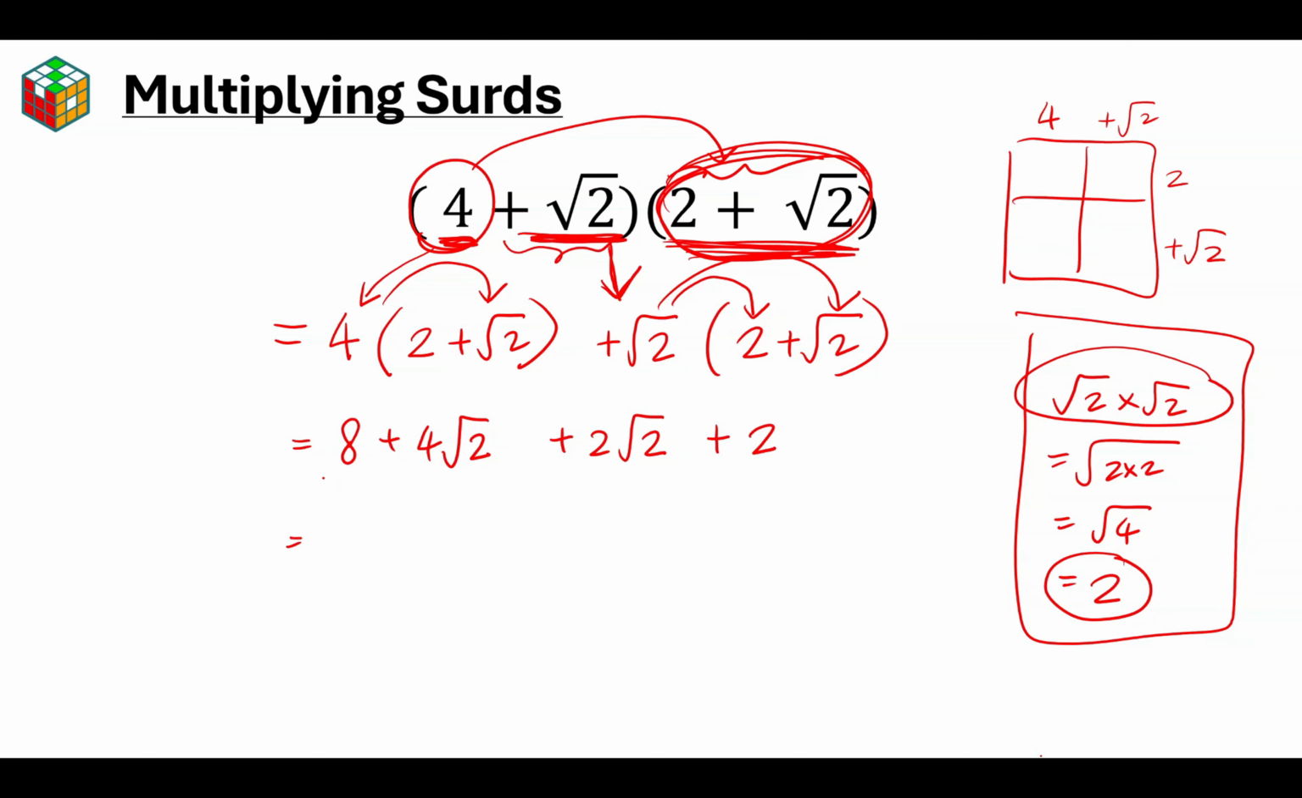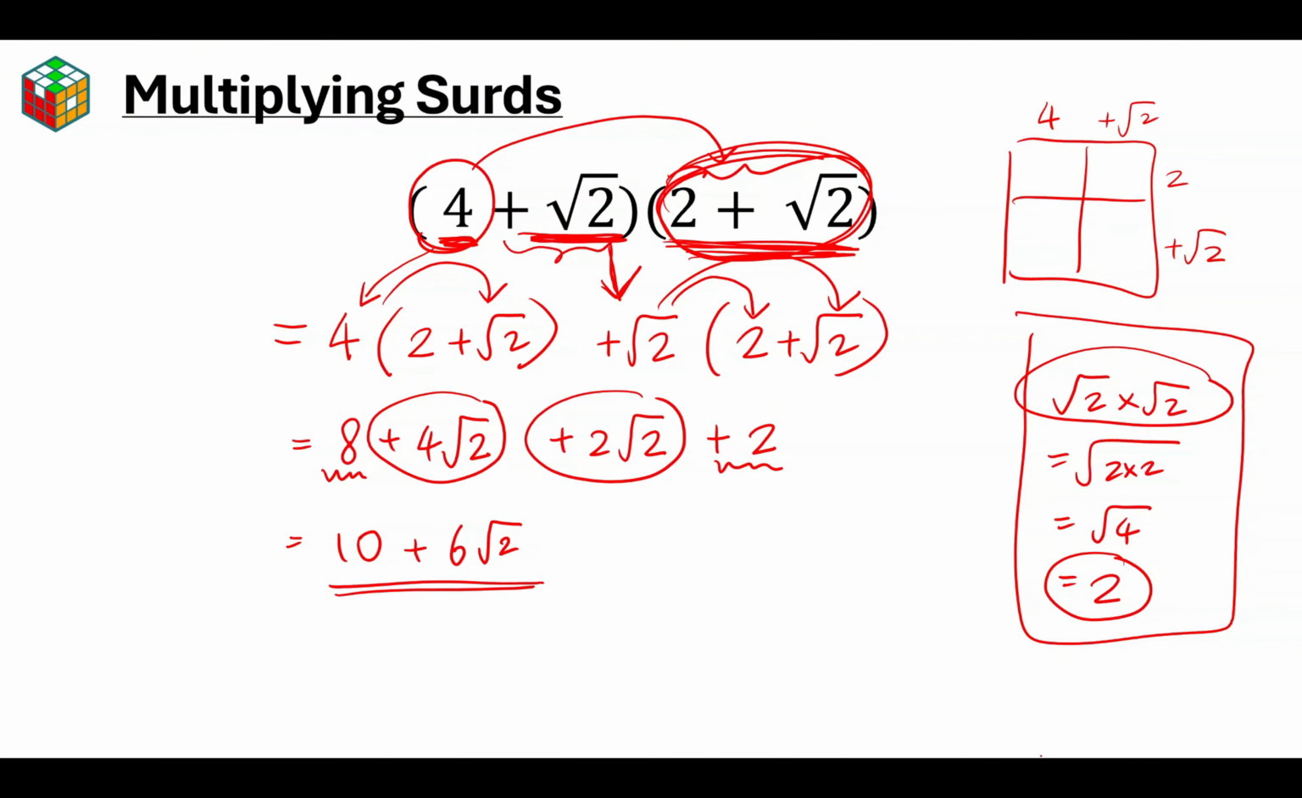Collect like terms. I got the number terms here. That will be 10. Add. I got the terms with the root 2. It will be 6 root 2. And it doesn't matter how you write it, you can have it as 6 root 2, add 10. They are perfectly okay as well.